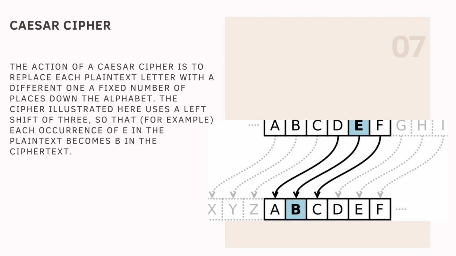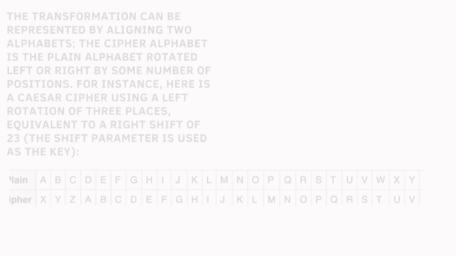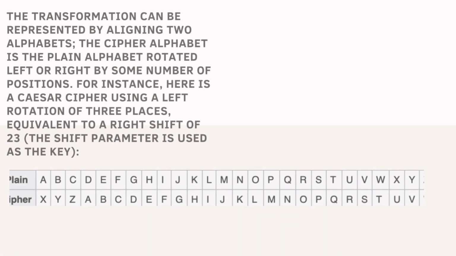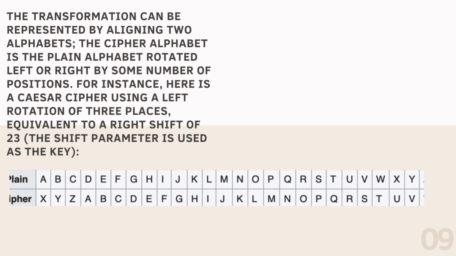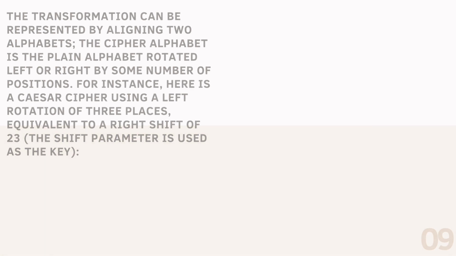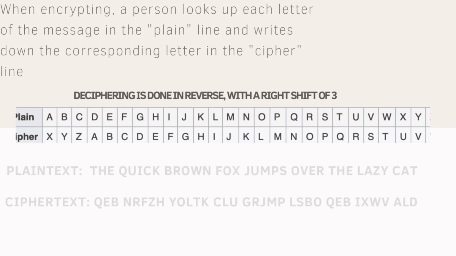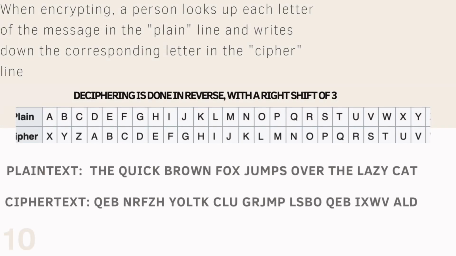For instance, here is a Caesar cipher using a left rotation of 3 places, equivalent to a right shift of 23. The shift parameter is used as the key. When encrypting, a person looks up each letter of the message in the plain line and writes down the corresponding letter in the cipher line. Deciphering is done in reverse, with a right shift of 3. Plain text: the quick brown fox jumps over the lazy cat.